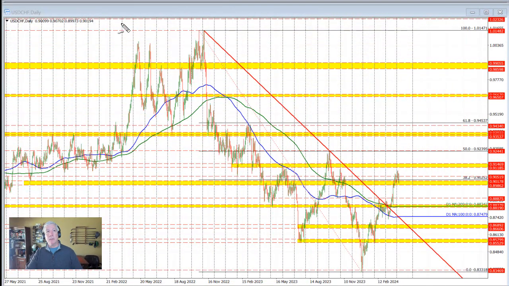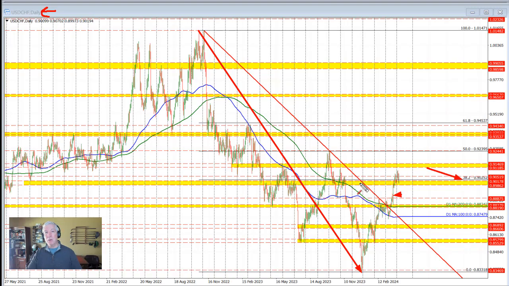I'm going to start off by taking a look at the daily chart on this currency pair. If we look at the last few weeks of trading, we were finally able to get above the 38.2% retracement of this move to the downside. That was helped by the Swiss National Bank cutting their rates unexpectedly, and that sent the dollar higher against the Swiss lower, and we got above the 38.2% retracement.